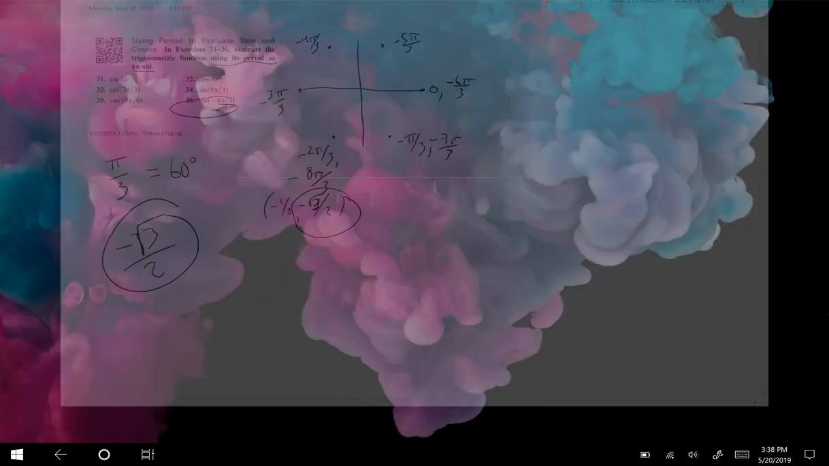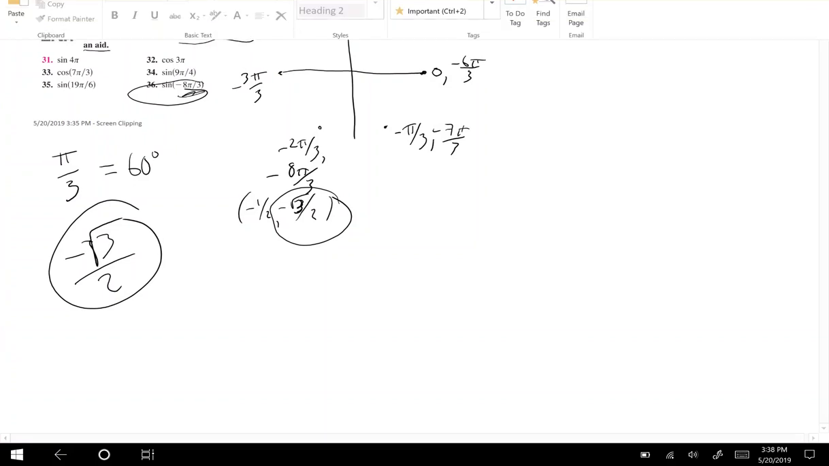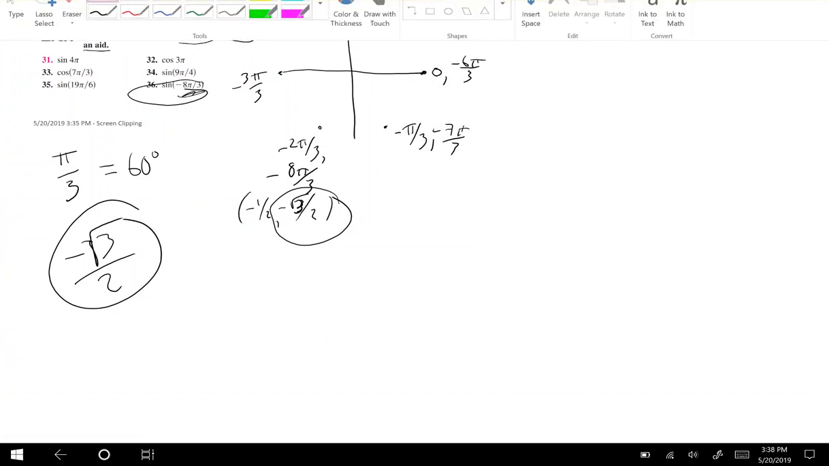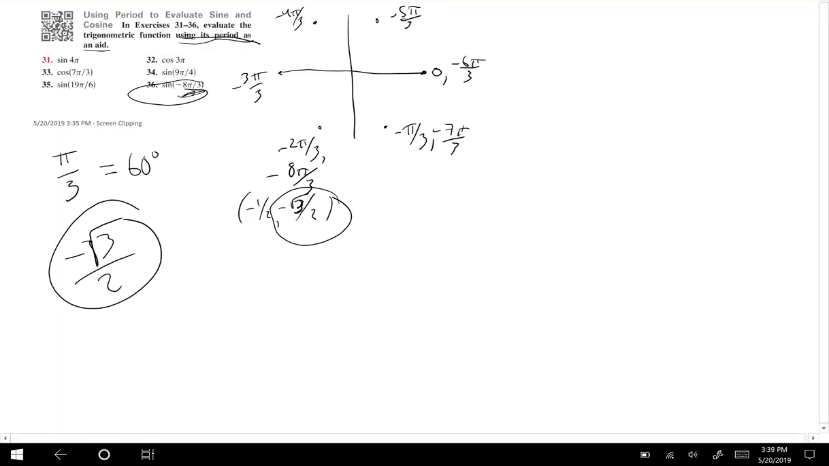So, back to the directions here. Use its period as an aid. So when I counted and went all the way around here, when I said negative 1 pi thirds, negative 2 pi thirds, negative 3, negative 4, negative 5, negative 6, what happened is I really just did a full rotation, and then the values started repeating themselves.